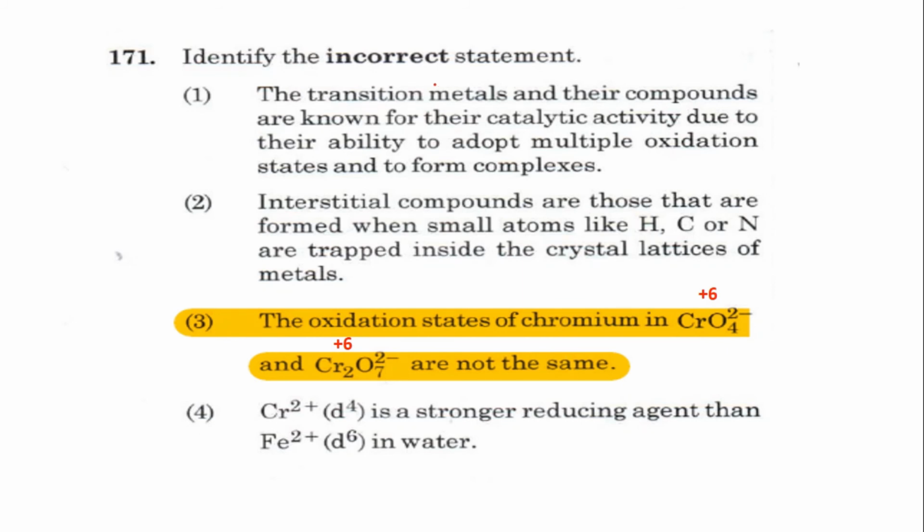Next, identify the incorrect statement. So third option, the oxidation state of chromium in CrO4 2 minus and Cr2O7 2 minus are not the same, but actually the oxidation state of chromium in both cases is plus 6 only, so it's the same. So this is an incorrect statement.